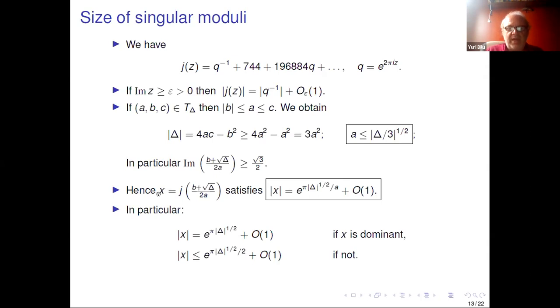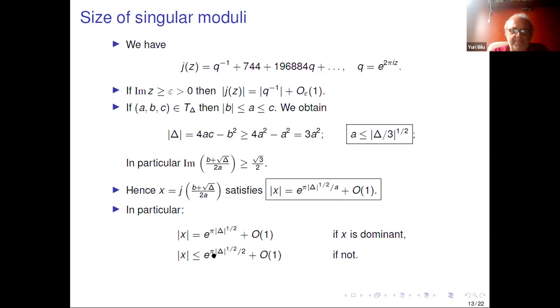And then the corresponding singular modulus is what? What is Q minus 1? It is exactly this: exponent of pi square root of delta divided by A. And so when A is one, we have a very big X, like exponent of pi square root of delta. If A is at least two, then we have at most the square root of this guy. So much, much smaller.